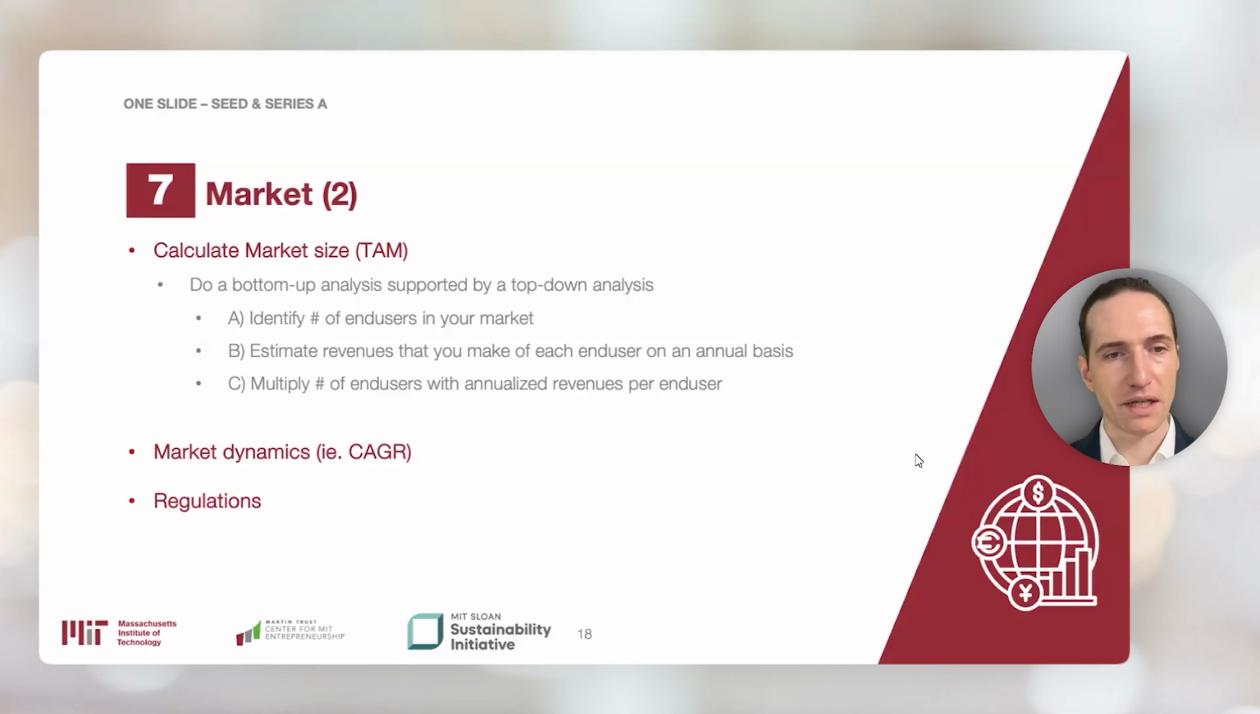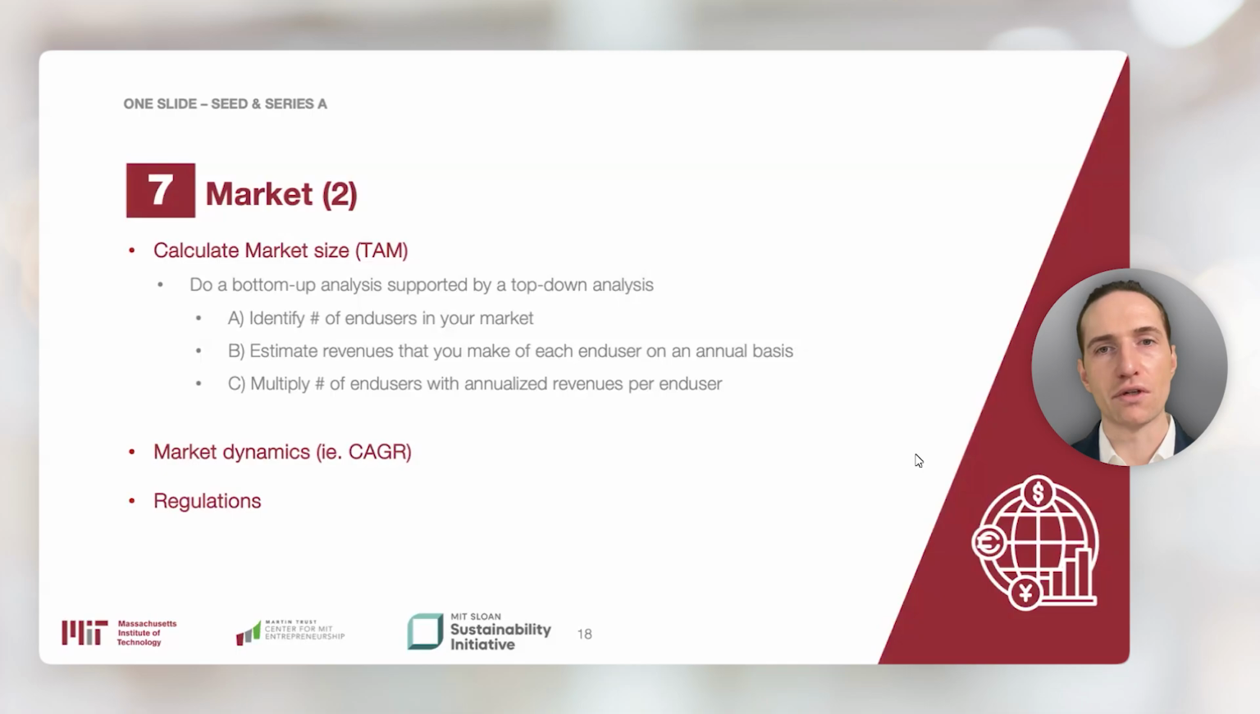So you do a bottom-up analysis, you identify the number of end users in your market, then you estimate the revenues that you can make for each end user on an annual basis. This is really important. And then finally, you multiply those two numbers, and this gives you your TAM and revenues per expected customer group within that market segment. Besides those factors, you also look at other factors and mention them to the VC investors, which could be market dynamics, for example, a compound annual growth rate, and it could also be policies or regulations.